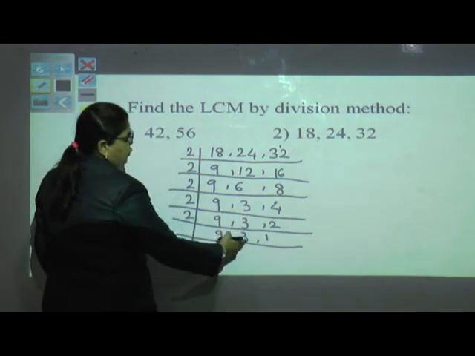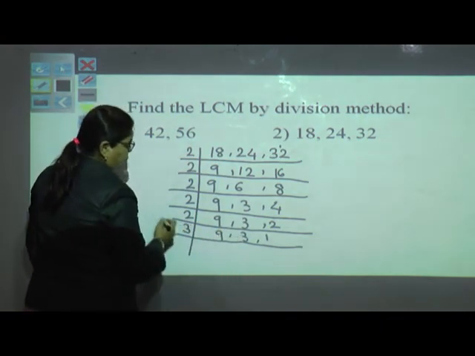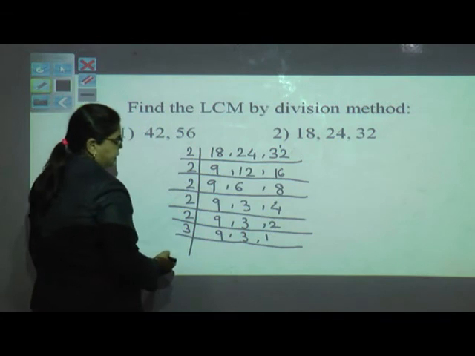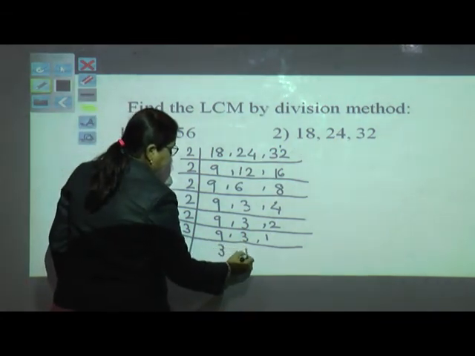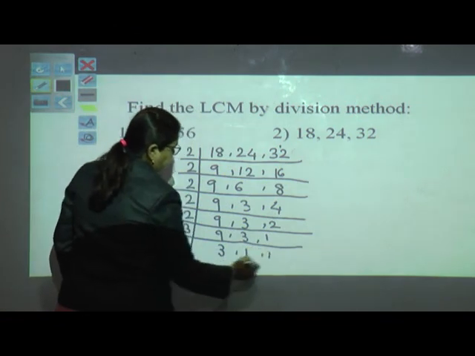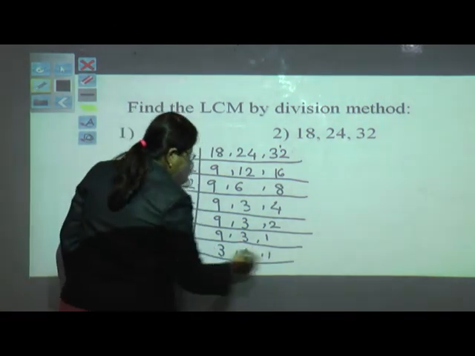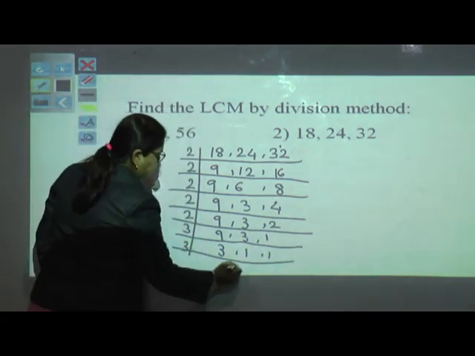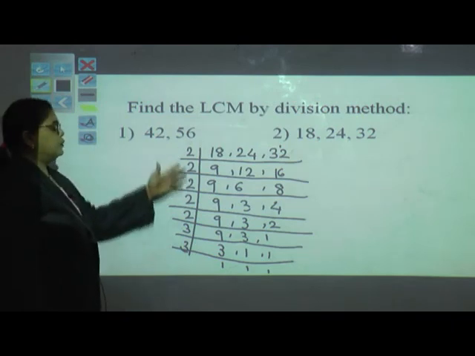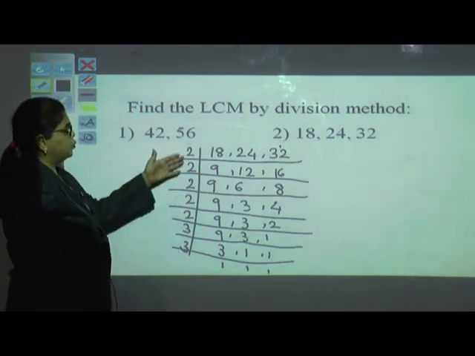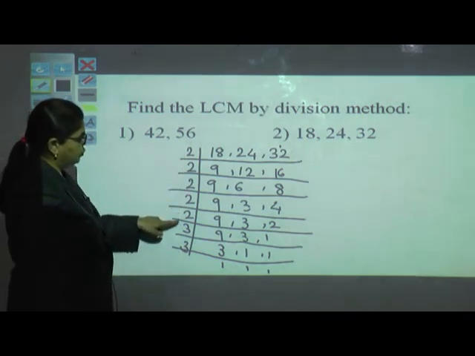Here we don't have an even number, so we will go for the next number, that is 3. 3 3s are 9 and 3 1s are 3. Write 1 as it is. So we have to find out what are the factors of this: 2, 2, 2, 2, 2, 3, 3.